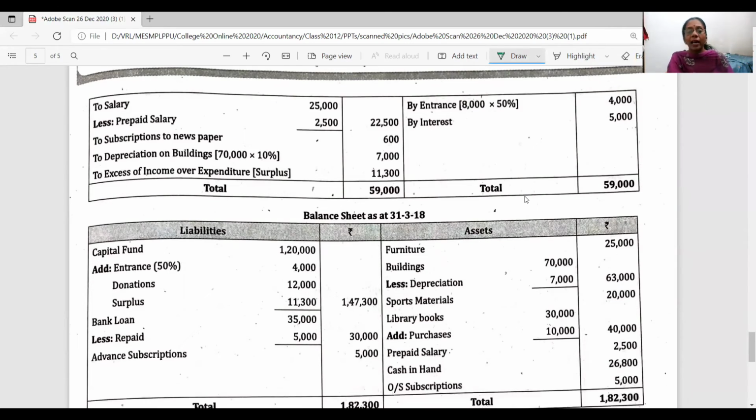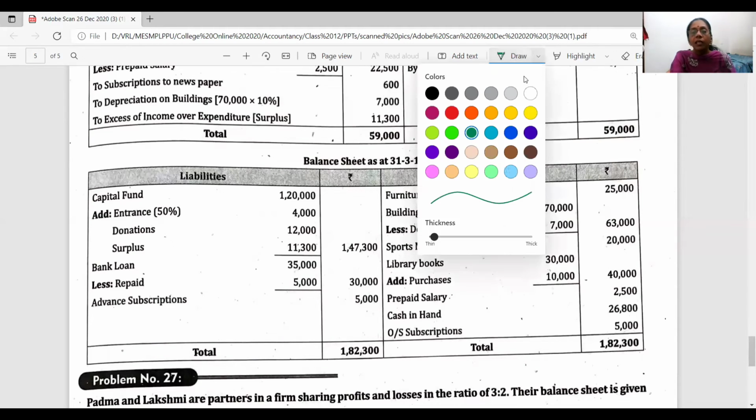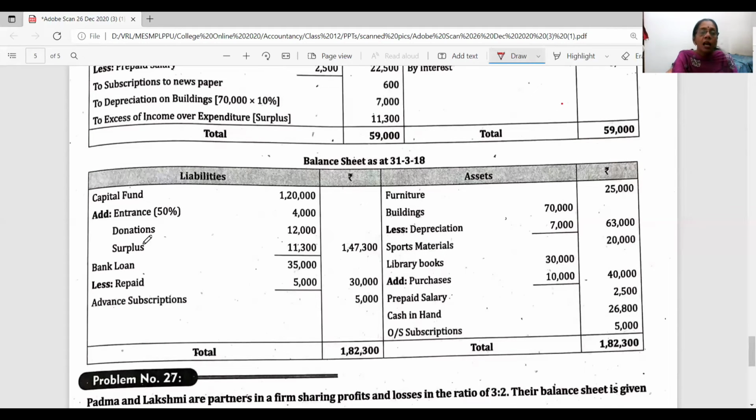Finally, we move on to the balance sheet preparation. When it comes to the balance sheet, we follow similar rules as we observe in the case of profit organizations. But here you could see that we use the term capital fund, not capital or share capital. This is the opening capital fund, which is mentioned to you in the balance sheet, the same money we are taking.